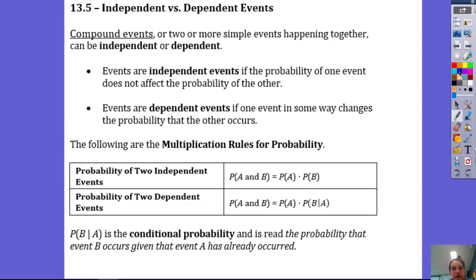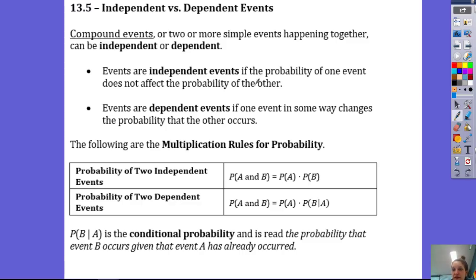Compound events are when two or more simple events happen together, so they're like happening simultaneously at the same time. And they can be independent or dependent. Independent events are when the probability of one event does not affect or change the probability of another.